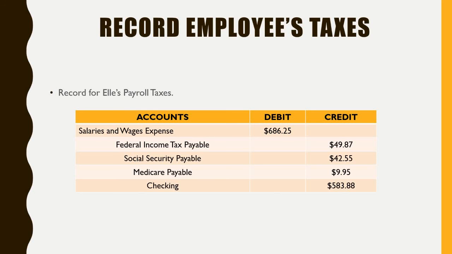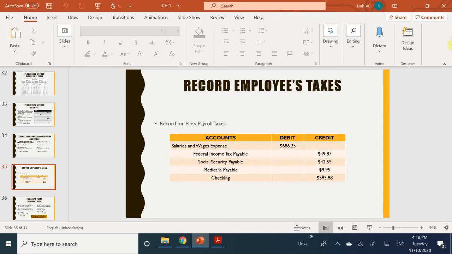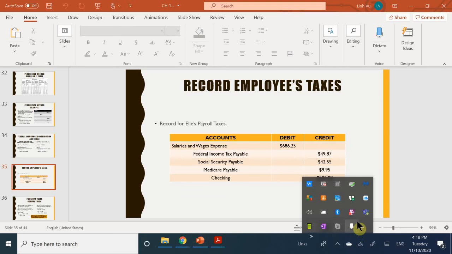Okay? All right, it is 4:20 right now, so Thursday, we're going to go ahead and talk about what happens once we've calculated the employee's paycheck: we now have to calculate the employer's taxes for having L as an employee. And that's going to be for Thursday.